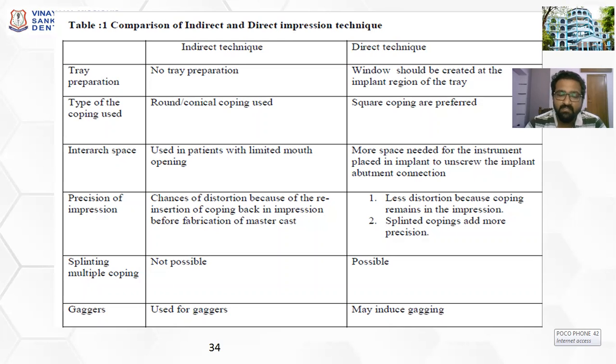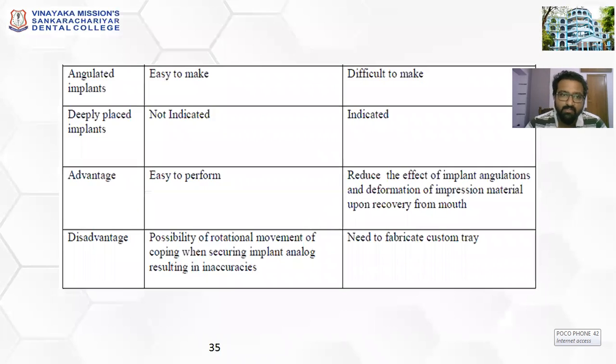Splinting is not possible in the indirect technique, and in the direct technique, it is possible. For gaggers, the direct technique cannot be used. For angulated implants, the indirect technique is easy to make, and the direct technique is difficult to make. For deeply placed implants, the indirect technique is not indicated. As an advantage, the indirect method is easy to perform, whereas the direct method is quite technique sensitive.